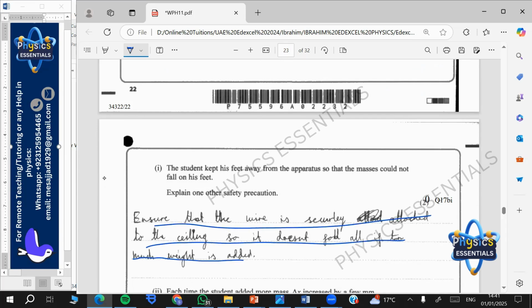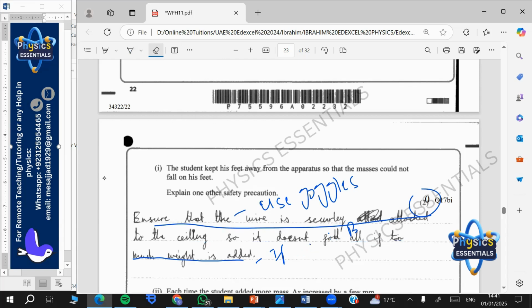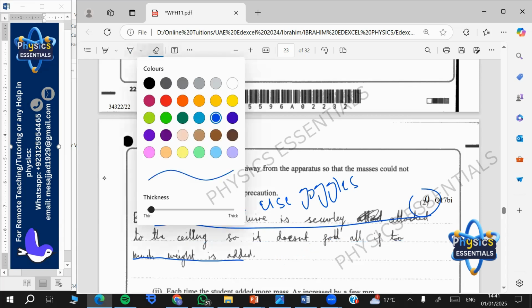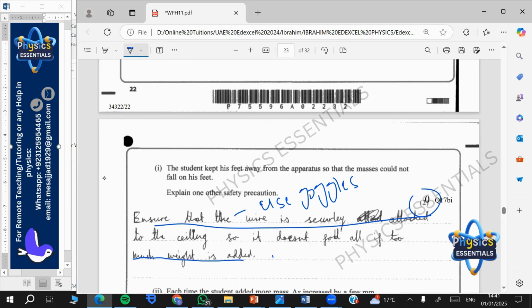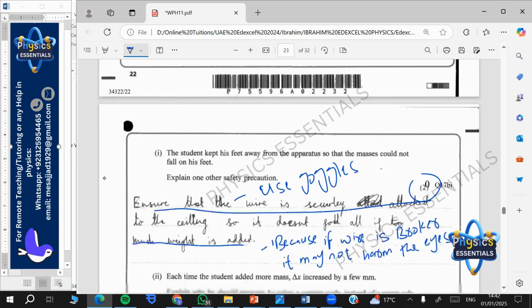This is not the correct answer. The correct answer was to use goggles, because if the wire is broken, it may harm the eyes. So this was the right answer, but he wrote a mysterious reason. Therefore, he didn't get marks in this question.